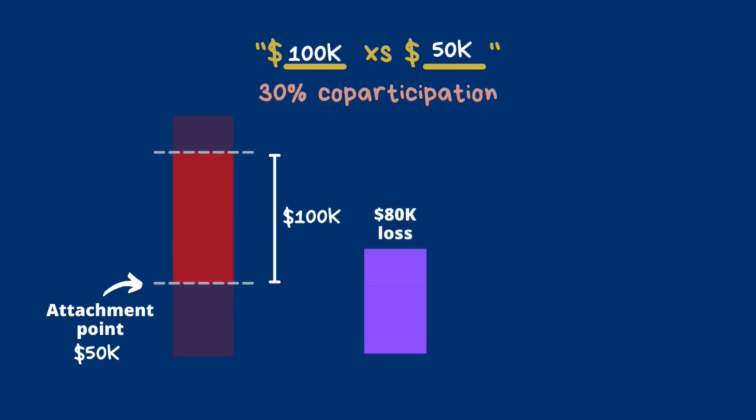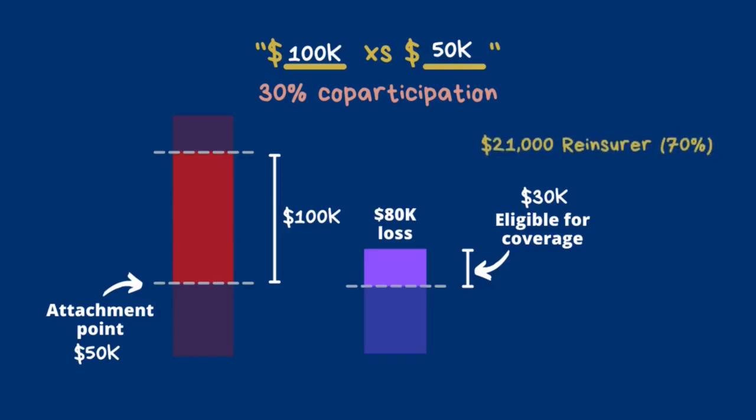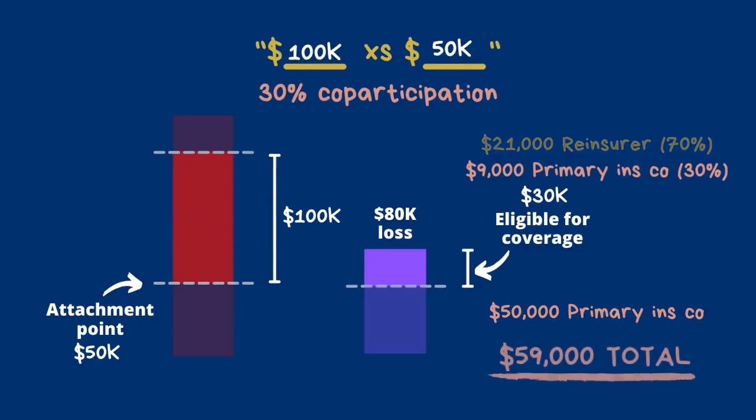Now, if the primary insurer had a policyholder that experienced an $80,000 loss, only $30,000 of it would be eligible for reinsurance because that's the portion that exceeds the $50,000 attachment point. Of that $30,000, the reinsurer is only responsible for 70%. So the reinsurer would end up paying $21,000, and the primary insurer would be responsible for the other 30%, which comes out to $9,000. But remember, the primary insurer is also responsible for everything up to the attachment point, so they'd also have to pay the first $50,000 of the loss.